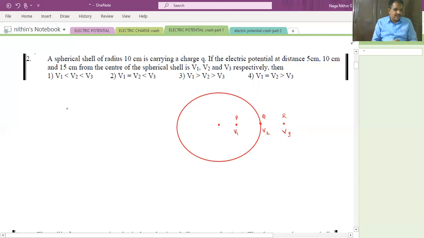What we know here is potential will be the same inside the sphere also. On the surface, the same potential will be there as inside. And when the distance is increasing, what will happen? If you are going away from the center, potential gradually decreases. So V1 and V2 values will be equal, and that value will be greater than V3. So the answer will be the fourth option.